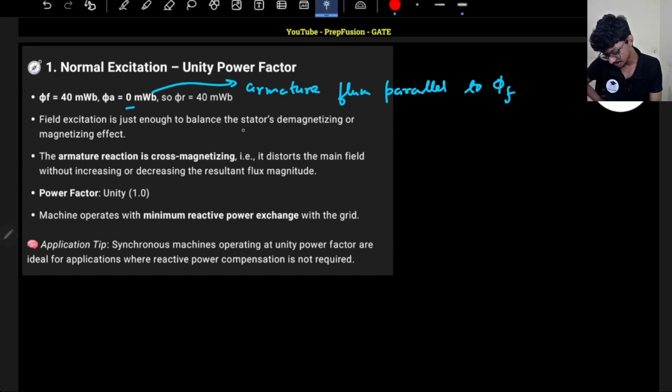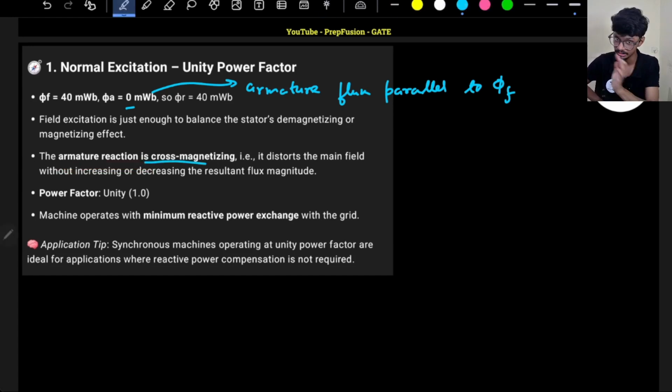So in this case the armature reaction is cross magnetizing. This was already concluded in the previous lectures. It distorts the main field flux without increasing or decreasing the overall flux magnitude. It will distort it, but overall the magnitude will not change much. So this kind of excitation, when the power factor is unity, is called normal excitation.